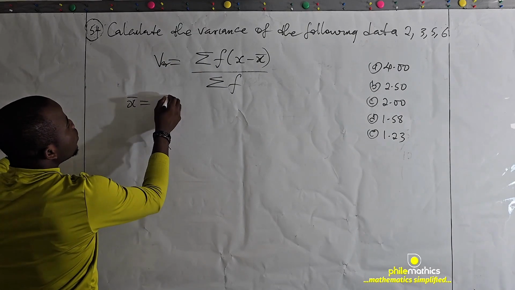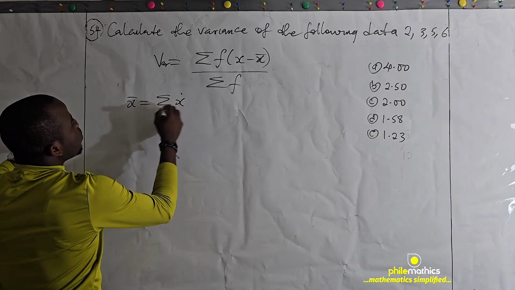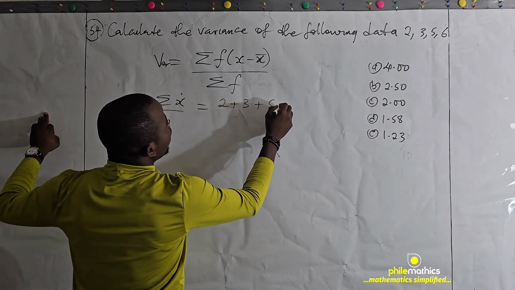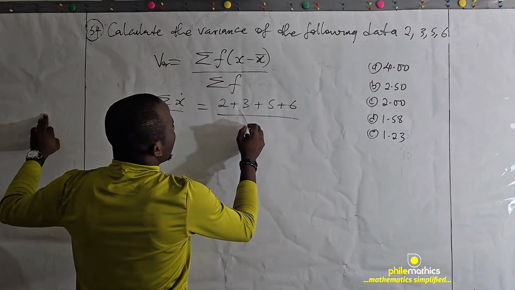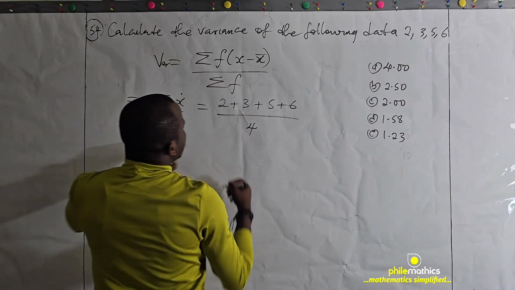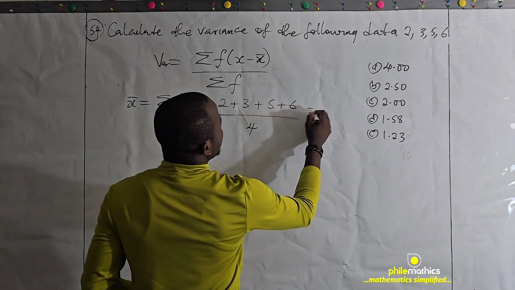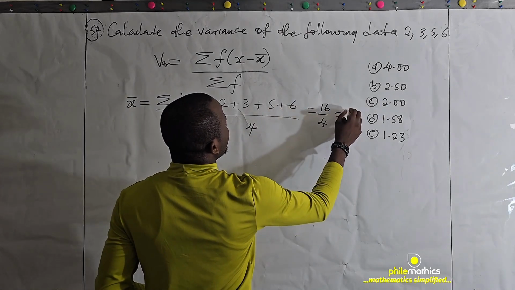The mean is simply the summation of x over n, which is 2 plus 3 plus 5 plus 6 over how many they are, which is 4. And this is 2 plus 3 is 5, 10, 16 over 4. 16 over 4, and this is 4.